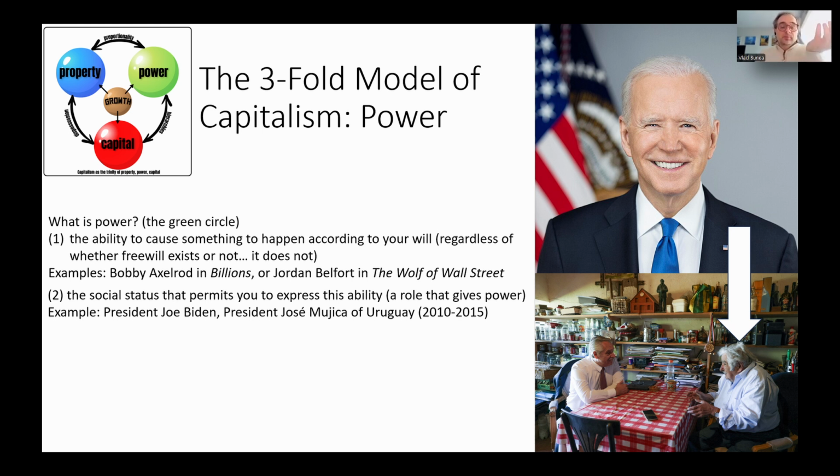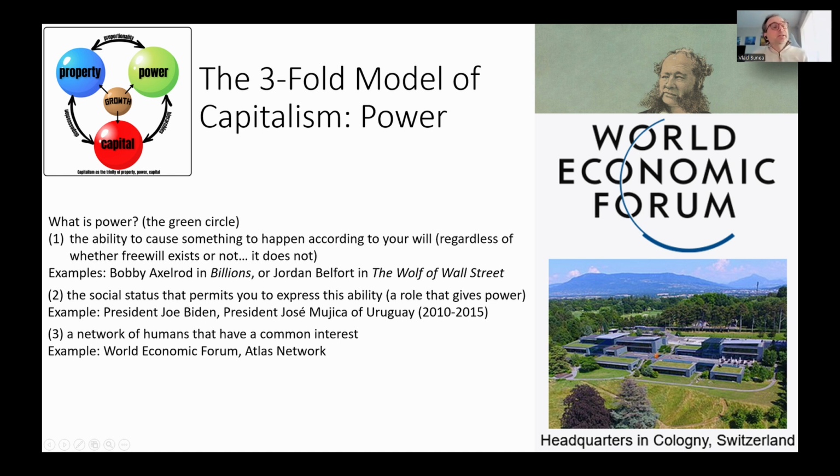What do they have in common, both Mujica and Biden? They both had a function, a role, a job that gave them the power, a social status. And a third element of power is what I see as a network of humans that have a common interest.